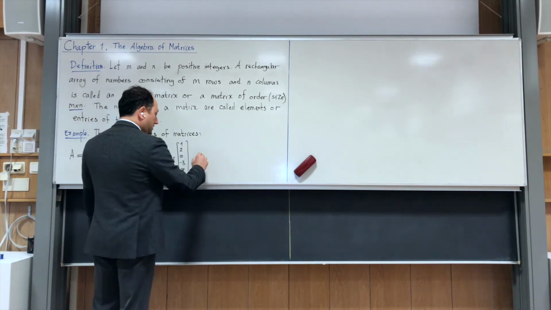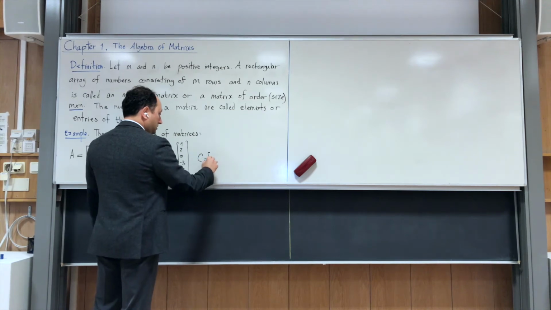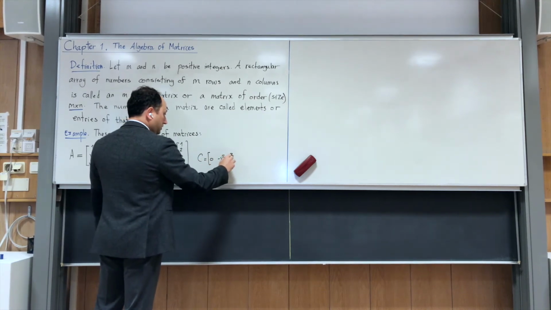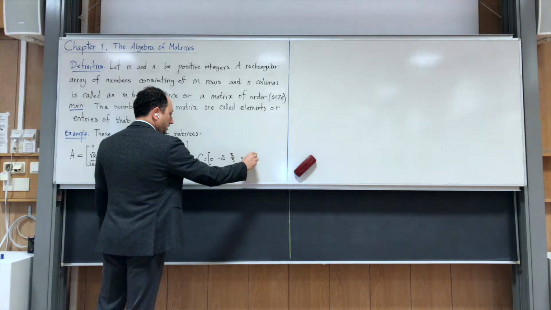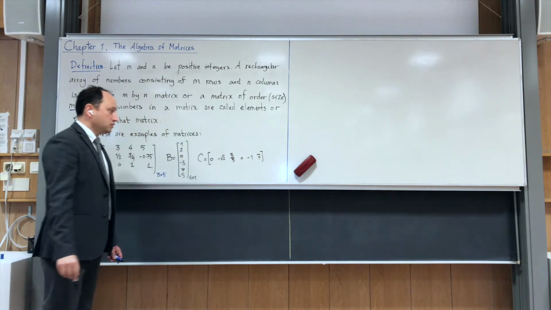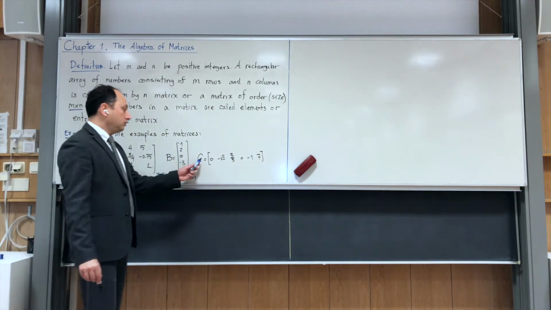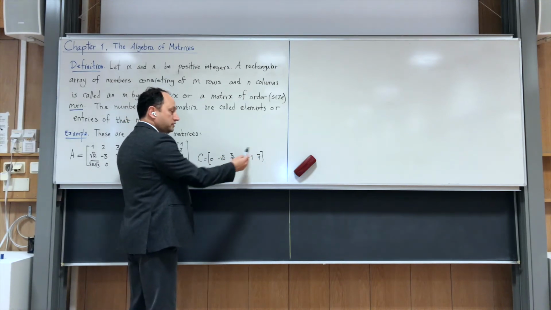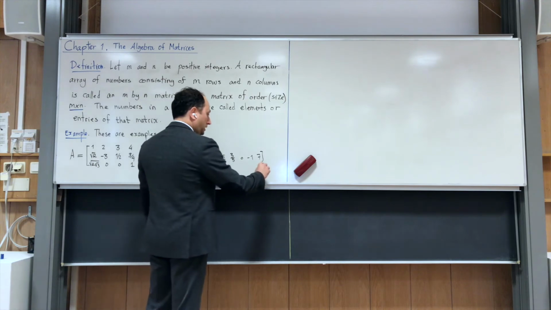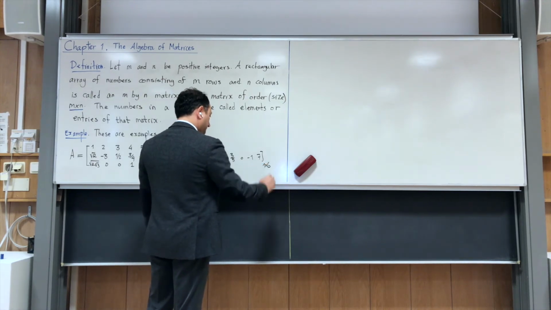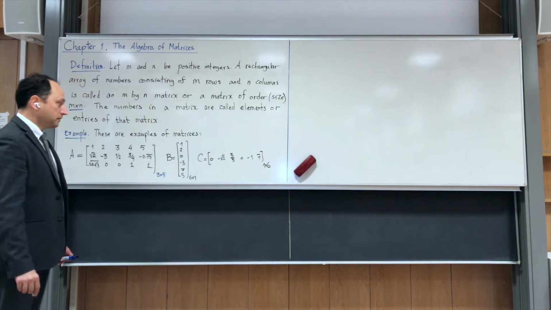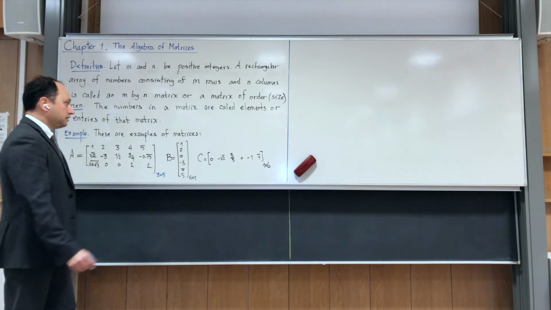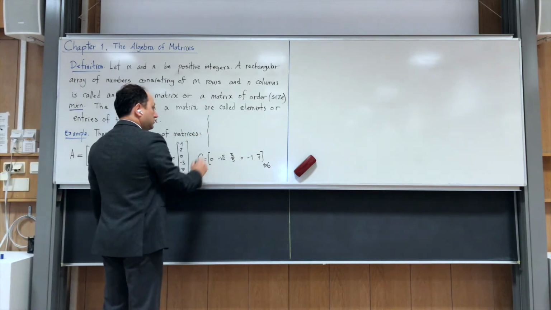I can have this situation. I can have 0, minus the square root of 2, 3 over 5, 0, minus 1, and 7. So that's also a matrix, but it only has 1 row and 1, 2, 3, 4, 5, 6 columns. So it is a 1 by 6 matrix. We can have this situation. So let me write here to save space.